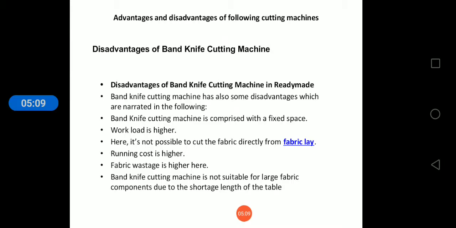The band knife cutting machine is not suitable for large fabric components due to the short length of the table.